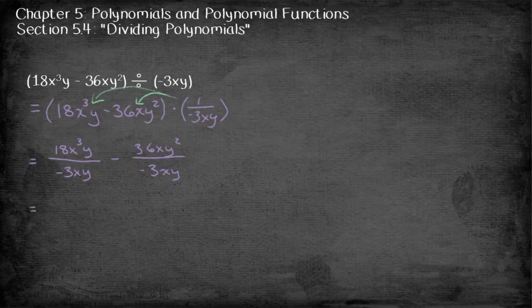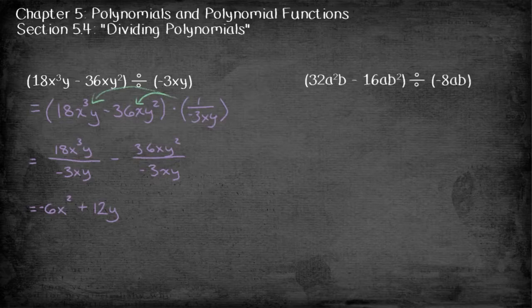So 18 divided by -3 is -6. X cubed divided by x would be x squared. And then y divided by y is just 1, so that cancels out. Let's see, we have two negative signs, so my answer is going to be positive. 36 divided by 3 is 12. X divided by x is 1. And y squared divided by y is y. So pretty similar to multiplication.